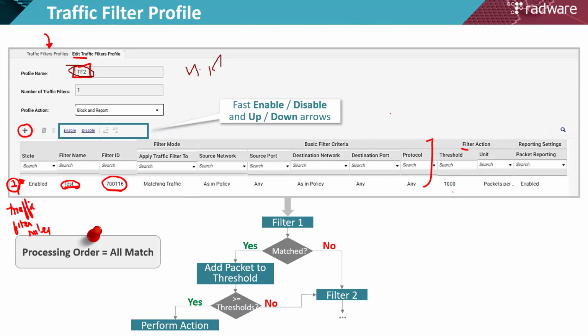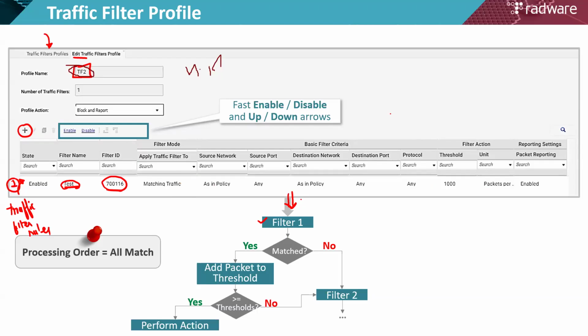That's it for the criteria. Then we have the filter action, which is setting the threshold levels. Here it is set to 1,000 packets per second. So the filter action here is 1,000 packets per second. Let's see how it works. This is the incoming traffic coming in to the DefensePro. DefensePro checks the first filter, it checks whether this criteria is being met.